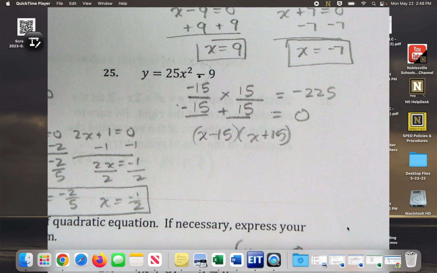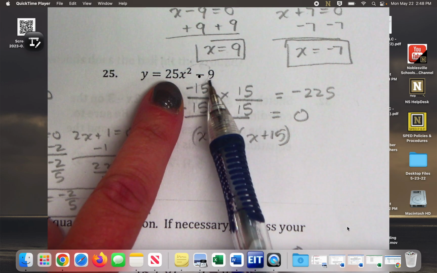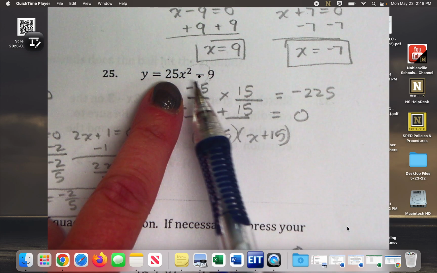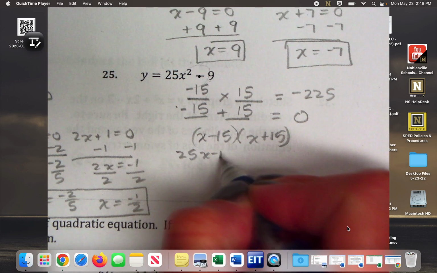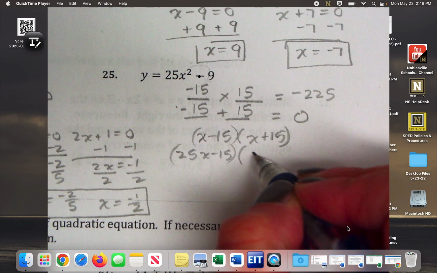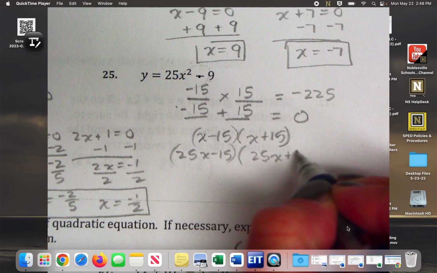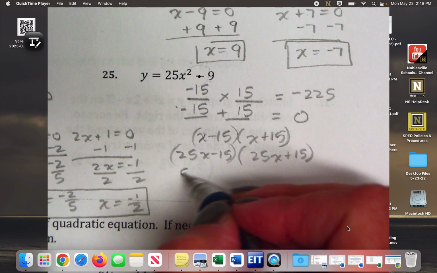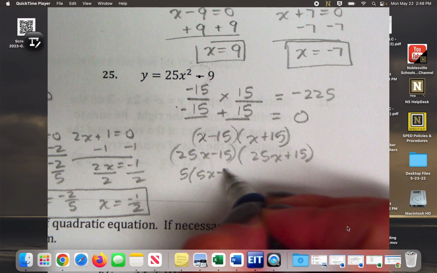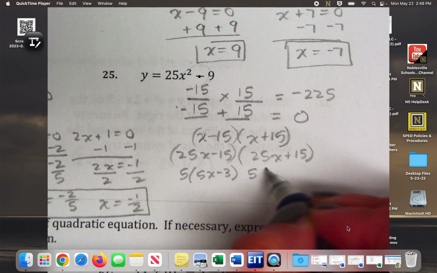How'd you get the 225? 25 times negative 9. Oh yeah. We get to use calculators, right? Yes, you do. Yay. Calculators aren't really gonna help. This one's way easier.